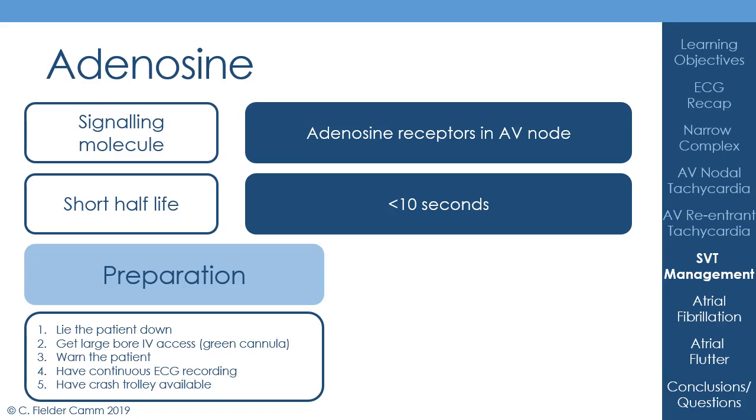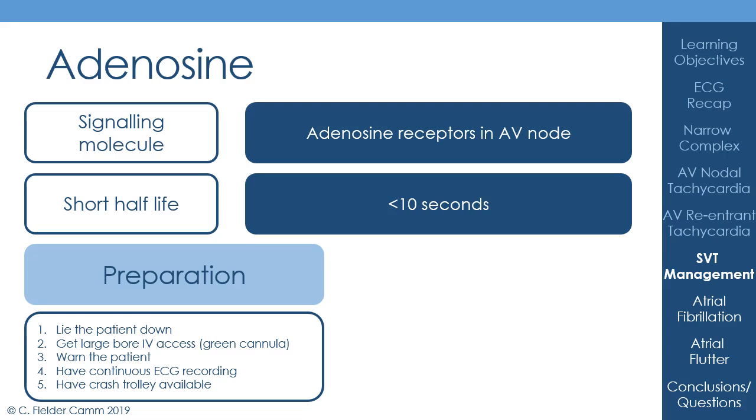What that's going to do is, hopefully, fully block the AV node, and it may do that for several seconds. So essentially you're going to have a patient whose heart isn't beating for a few seconds. They're not going to have a blood pressure, so I would lie them flat. Because you need to get this medication to the heart as quickly as possible, you need a large bore IV access. I would ideally get a green cannula, ideally in the antecubital fossa.